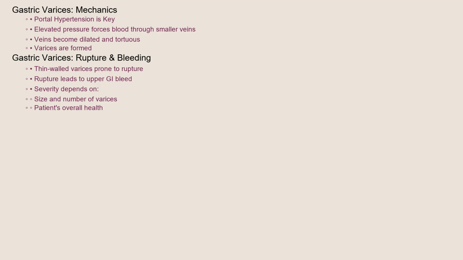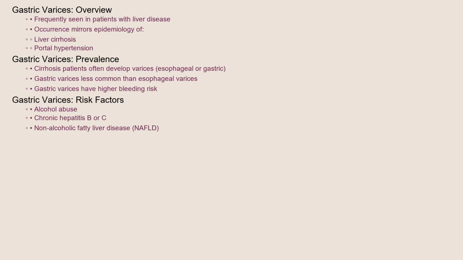The severity of the bleeding depends on the size and number of varices, as well as the overall health of the patient. Gastric varices are most frequently observed in individuals with pre-existing liver disease. This means their occurrence closely mirrors the epidemiology of liver cirrhosis and other causes of portal hypertension. Studies suggest that a significant proportion of patients with cirrhosis will develop varices, either esophageal or gastric, during the course of their disease. The prevalence of gastric varices, specifically, is lower than that of esophageal varices, but they tend to be more prone to bleeding.